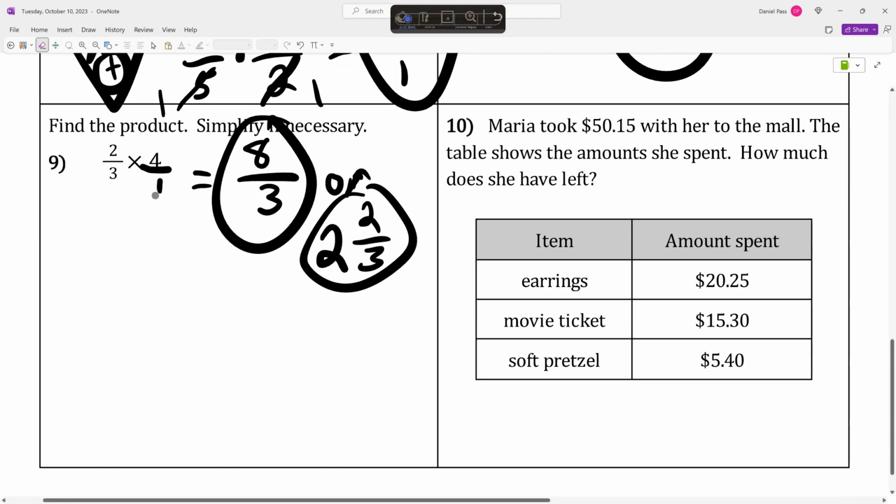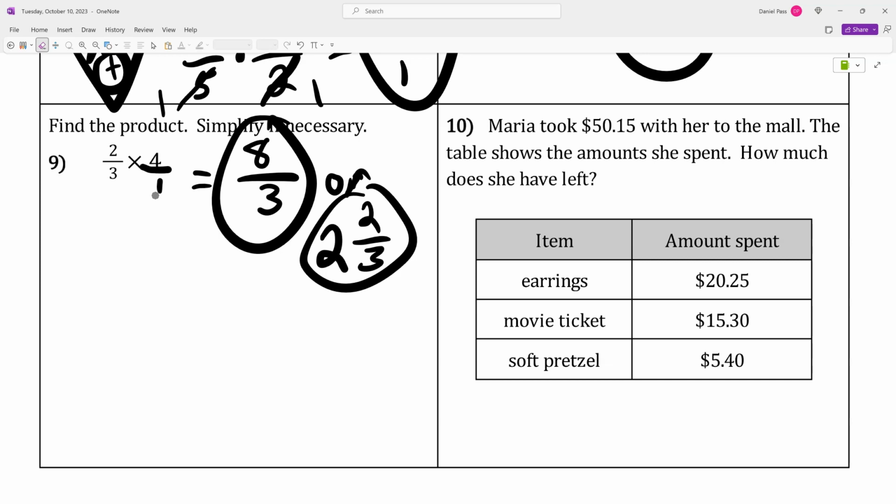Wow, we're almost done. Yay! Oh no, there's a bad side. Okay, this is the earrings. Let's hear it for the earrings coming all the way from the mall.